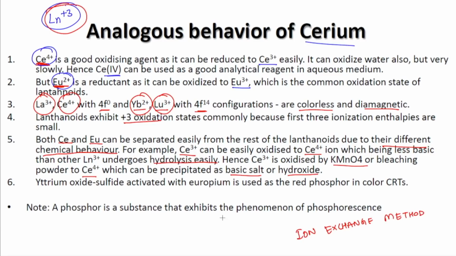All right, let's talk about the next point, which says that the ytterbium oxide sulfide activated with europium is used as a red phosphor in the color CRTs. So what's a phosphor? Phosphor basically is a substance that exhibits the phenomenon of phosphorescence. So when the light falls on this phosphor, it shines. Okay, it gives you a certain color out of that.